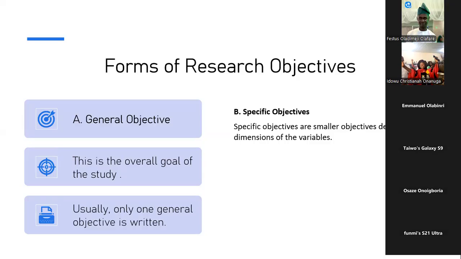For instance, if I should leave my house to University of Lagos now, I know University of Lagos is my target. That's my general objective. So from my house, I will enter a NAPEP going to garage. So that is my first specific objective, because without going to garage, I cannot get to Unilag. So that is my first objective.